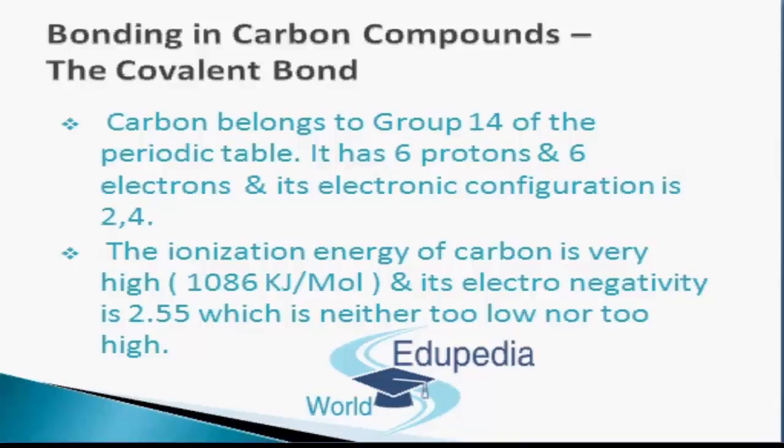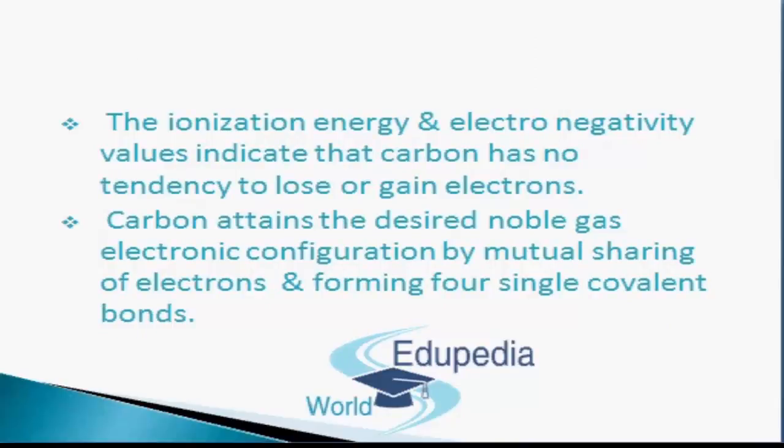Carbon belongs to group 14 of the periodic table. It has 6 protons and 6 electrons and its electronic configuration is 2,4. The ionization energy of carbon is very high, which is 1086 kJ per mole, and its electronegativity is 2.55, which is neither too low nor too high.